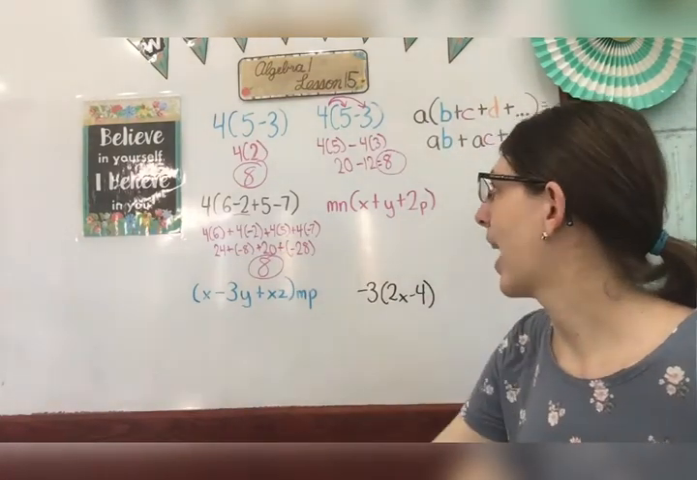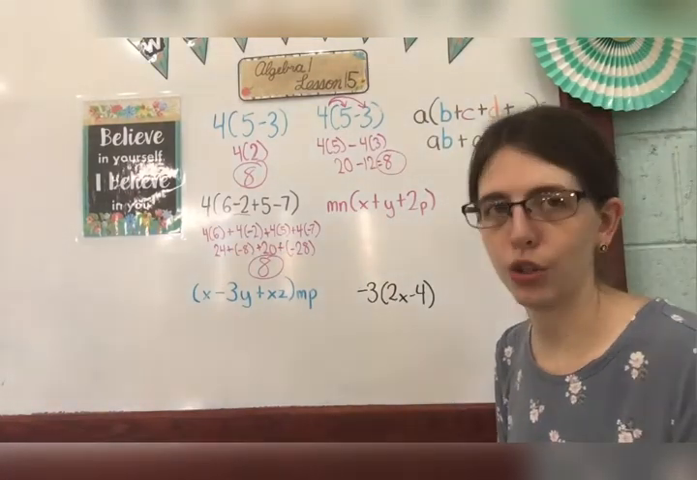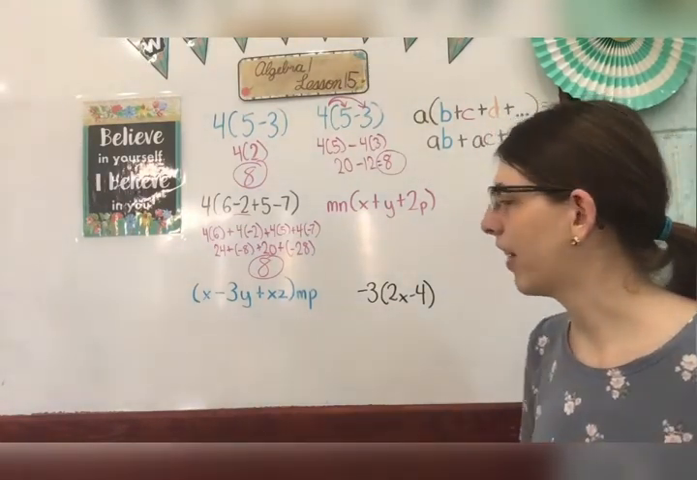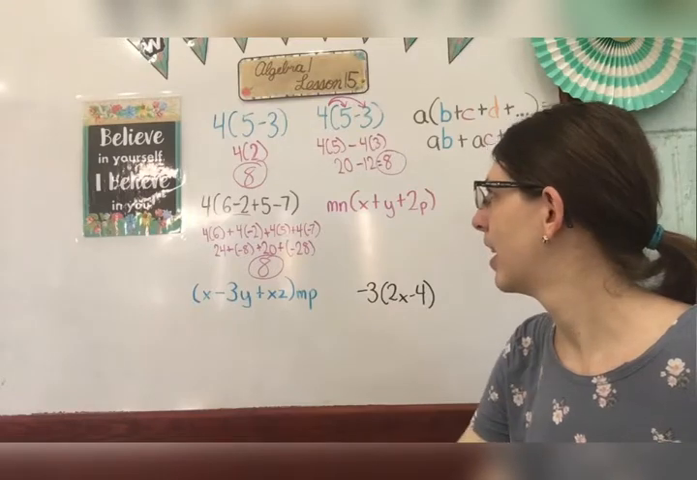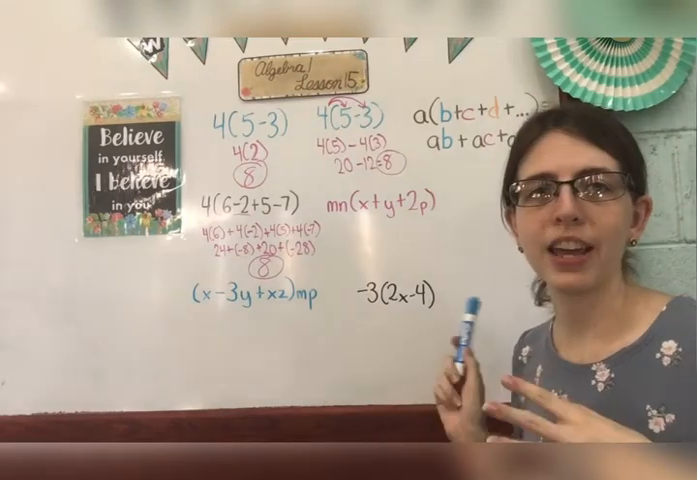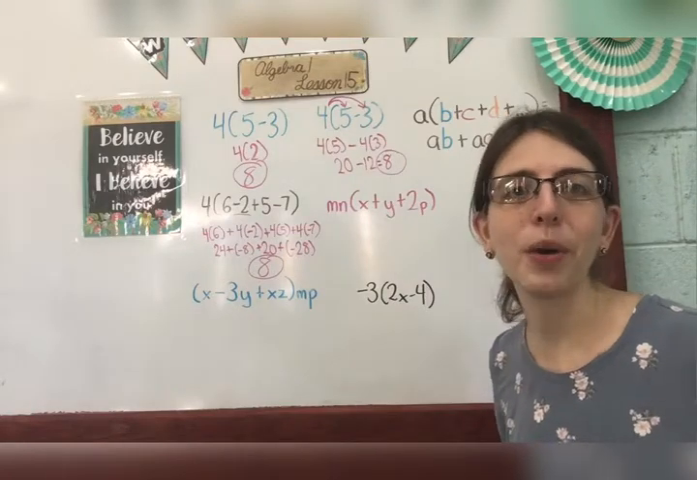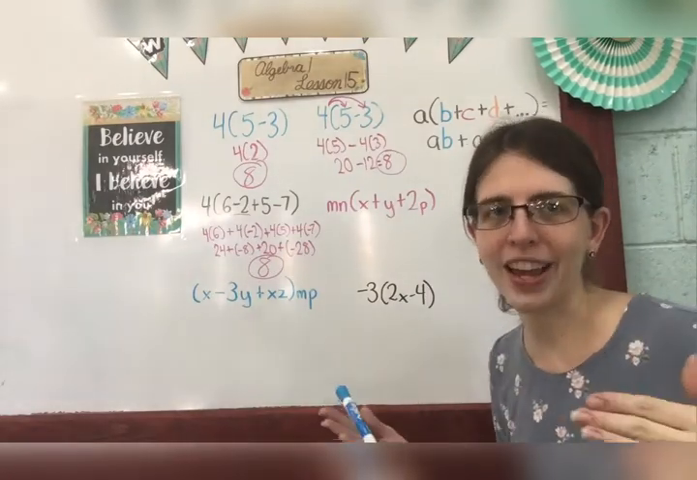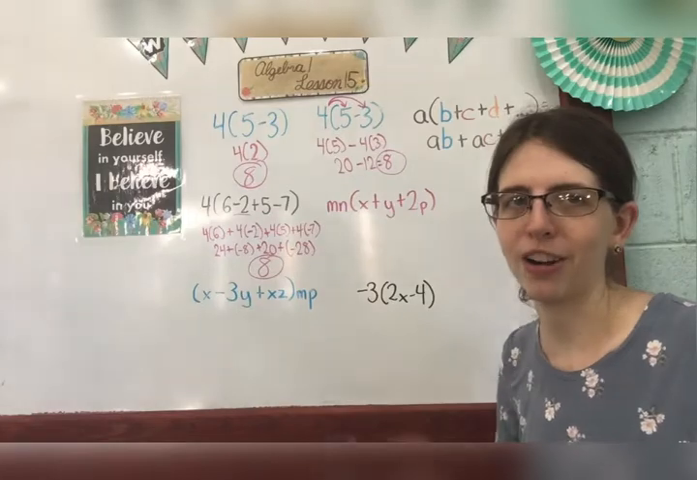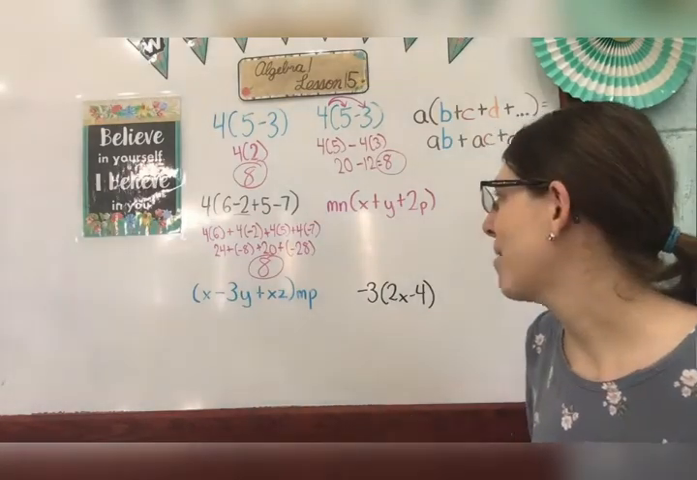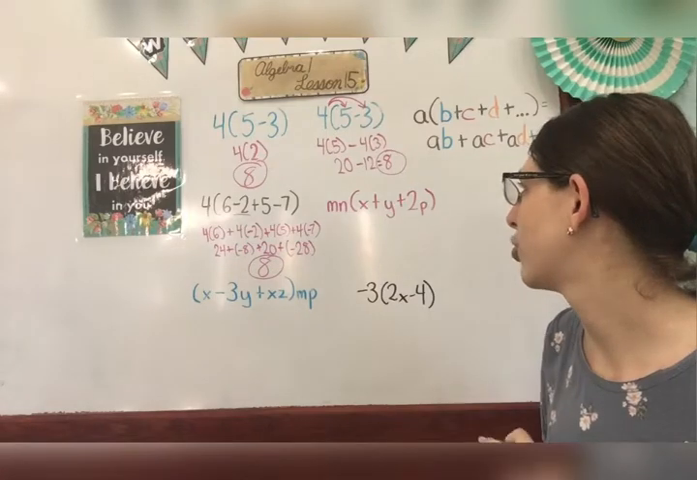mn times x plus y plus 2p. So for this one, all I need to do is distribute my variables. You don't actually have to do any of the multiplying because you don't know what your variables are. So these are always fun, because you don't have to worry about the math part. You just get to manipulate the letters, which is fun to me. So I have mn times x plus y plus 2p.